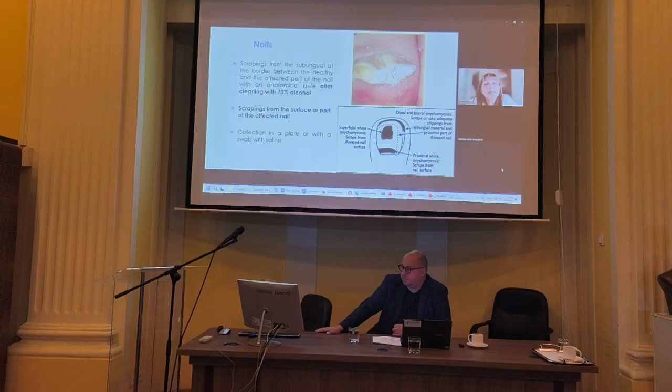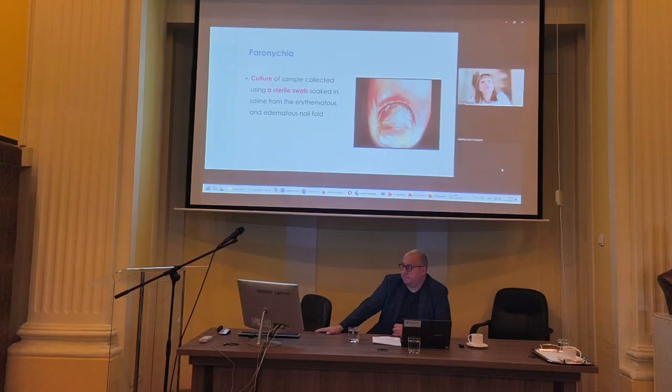How do we take the sample? We use scrapings from the subungual area at the border between the healthy and the affected part of the nail with an anatomical knife after cleaning with 70% alcohol. This is very important, and it is also very important to take the sample at the border. It is the way to obtain something viable, so that we see the fungus in culture. Also scrapings from the surface of the affected nail, and the collection must be done in a plate or with a swab with saline, especially if we also have a paronychia.